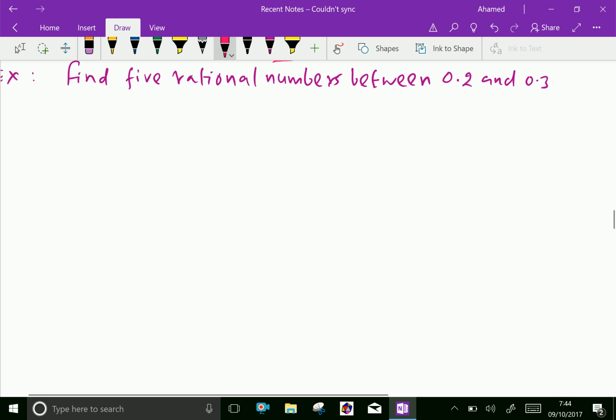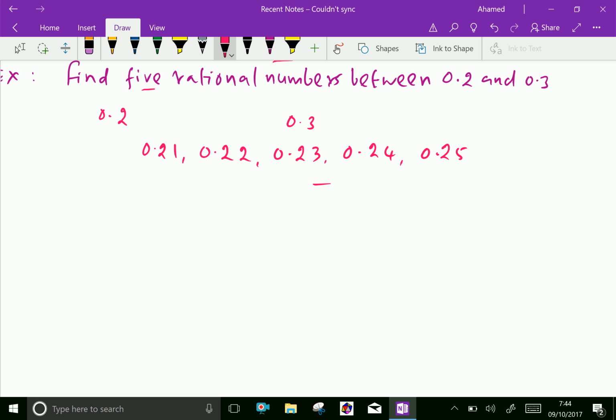One more example. Find 5 rational numbers between 0.2 and 0.3. Here the first number is 0.2, the second number is 0.3. Very simple way, we can insert any number of rational numbers between these two numbers. First of all, we insert 5 rational numbers. Very easy: 0.21, 0.22, 0.23, 0.24, 0.25 are 5 rational numbers between 0.2 and 0.3.